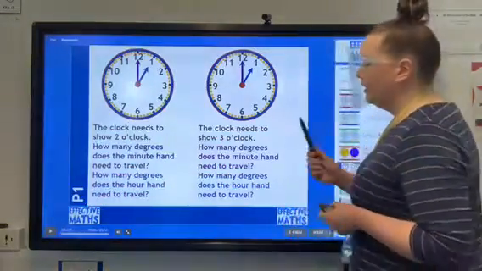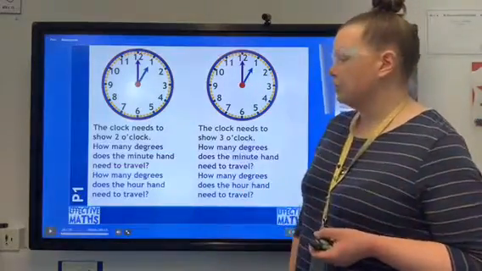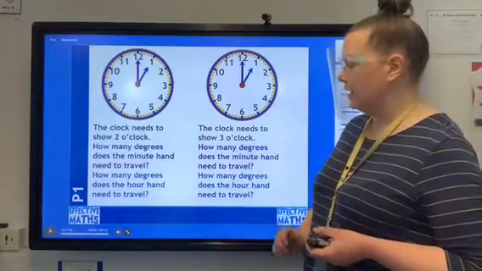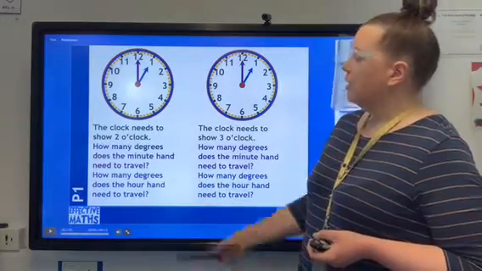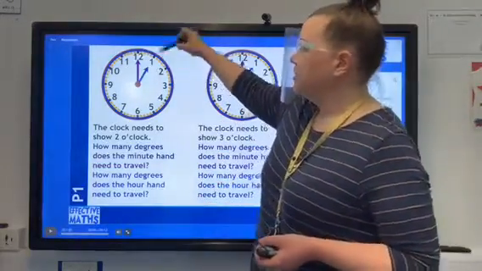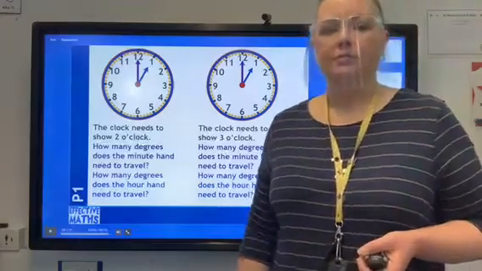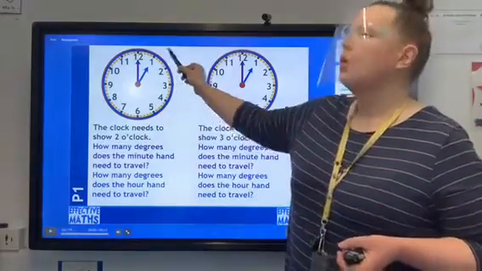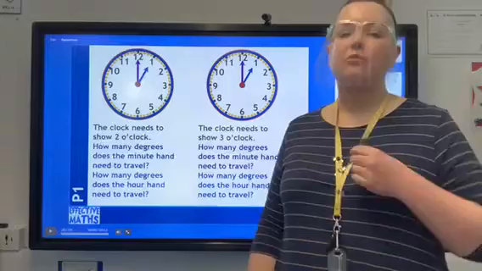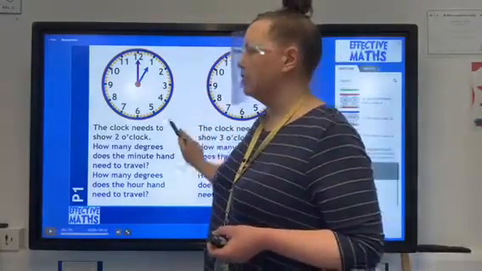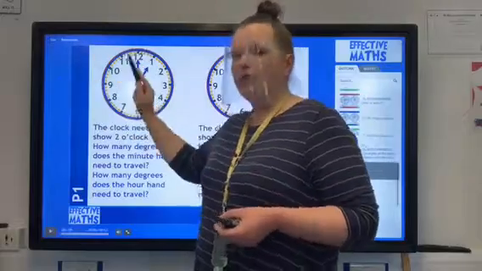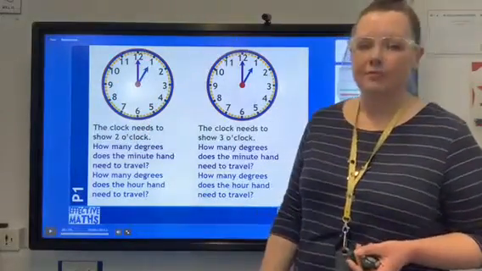So, we're going to think about this question now. The clock needs to show 2 o'clock. How many degrees does the minute hand need to travel? How many degrees does the hour hand need to travel? So, to move, what time does it currently show? It doesn't show 12 o'clock, 1 o'clock. It currently shows 1 o'clock. We want it to show 2 o'clock. So what has the minute hand got to do? It's got to go the whole way round to move on an hour, doesn't it?